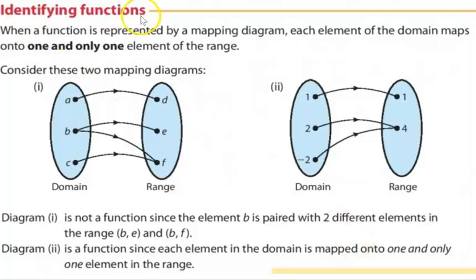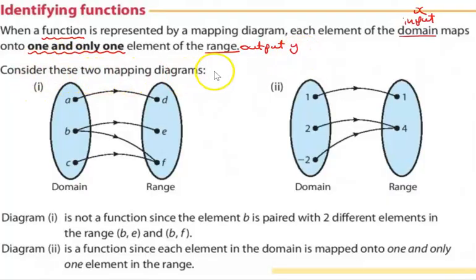So identifying functions. When a function is represented by a mapping diagram, each element of the domain maps to one and only one element of the range. So this is the most important part, one and only one. So our domain are our x values or our inputs, and the range is our outputs or our y values.